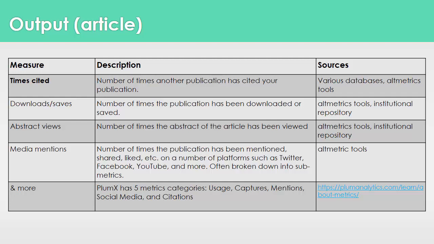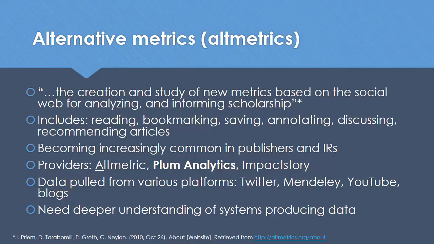Beyond times cited, however, are new metrics that we can track about the usage of articles. In large part, this is made possible by social media platforms and more advanced database interfaces. We call tracking these new numbers alternative metrics or Altmetrics. Altmetrics have been defined as the creation and study of new metrics based on the social web for analyzing and informing scholarship.